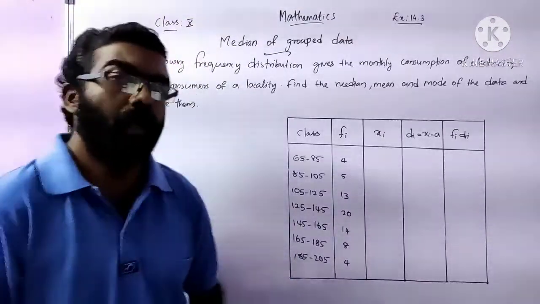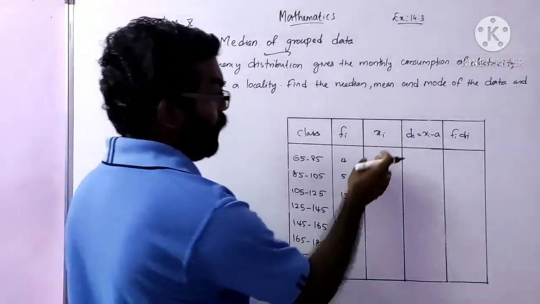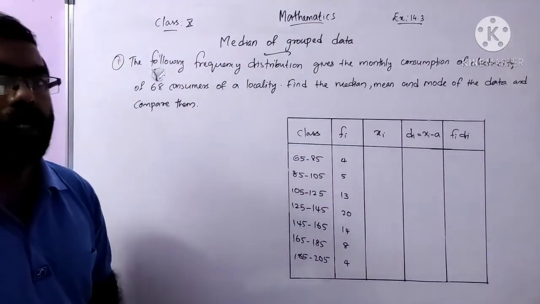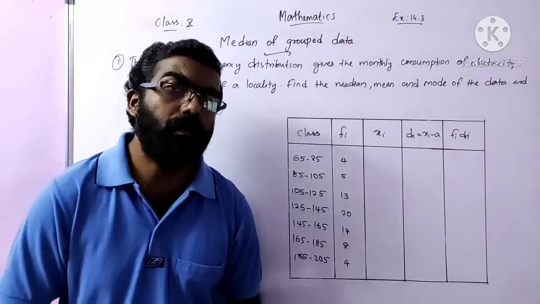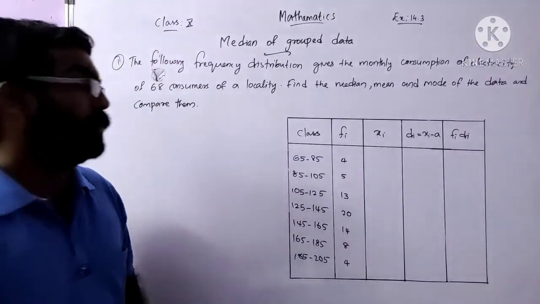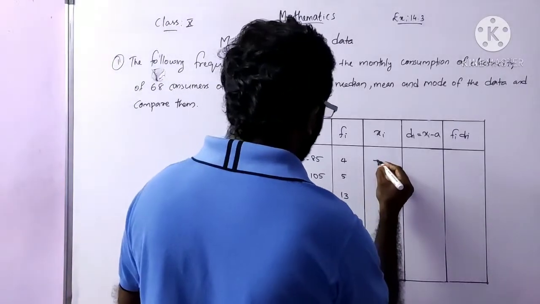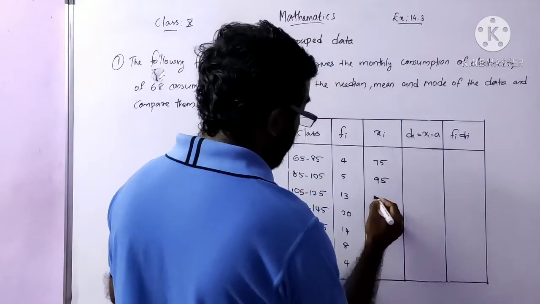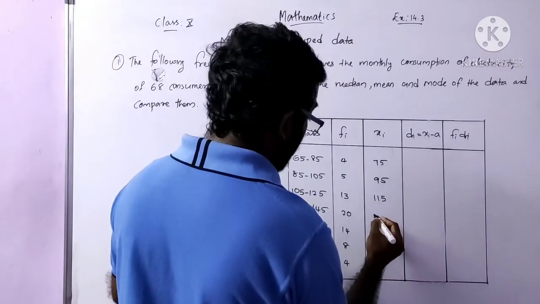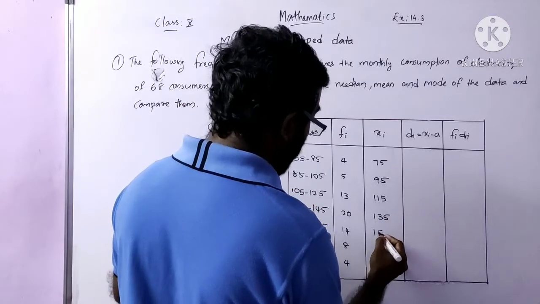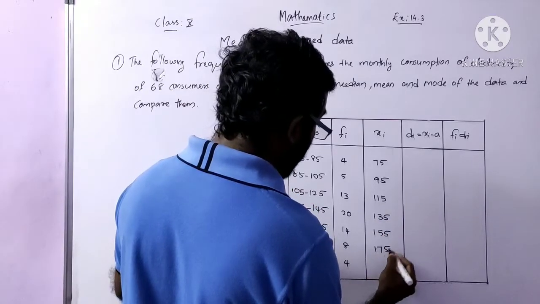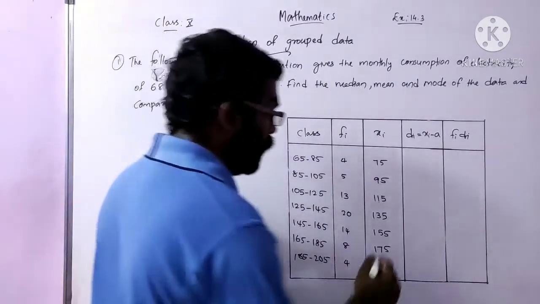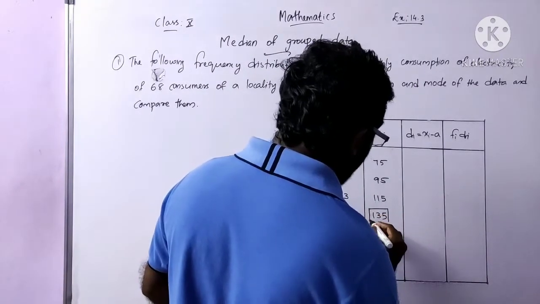Now we are going to find the mean. For that, first we find the class mark. The first class is 65 to 85, and the class mark is upper class limit plus lower class limit divided by 2. So here it is 75. Then for 85 to 105 it is 95, then 115, 135, 155, 175 and 195. Now we have to take one number as the assumed mean. Here we can consider 135 as the assumed mean. Let it be A.